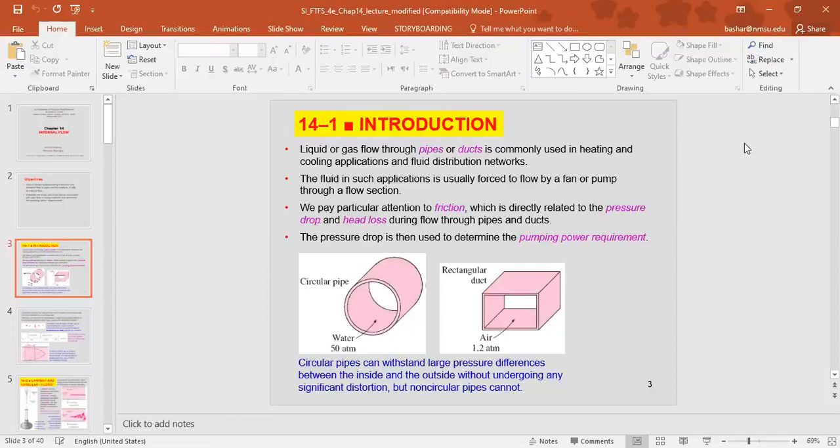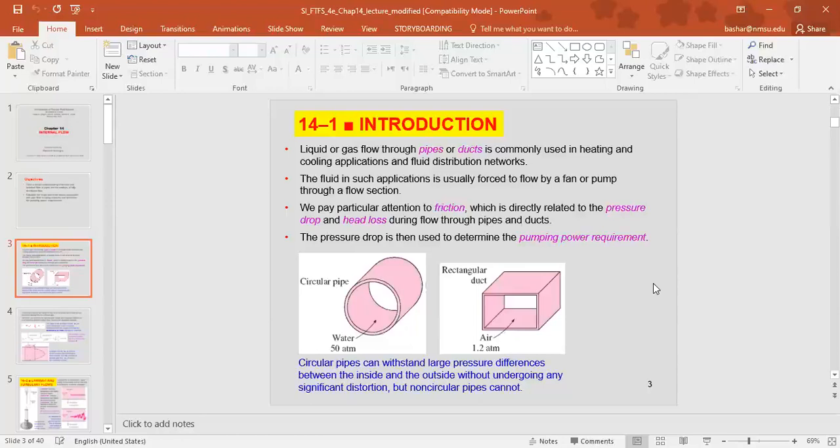maybe of circular shape as shown in the sketch here to the left, or in other shapes such as the rectangular ducts as in the sketch to the right. Here we will be interested in learning more about the friction, about the pressure drop, and the head loss. The head loss, this term we learned back in chapter 12.